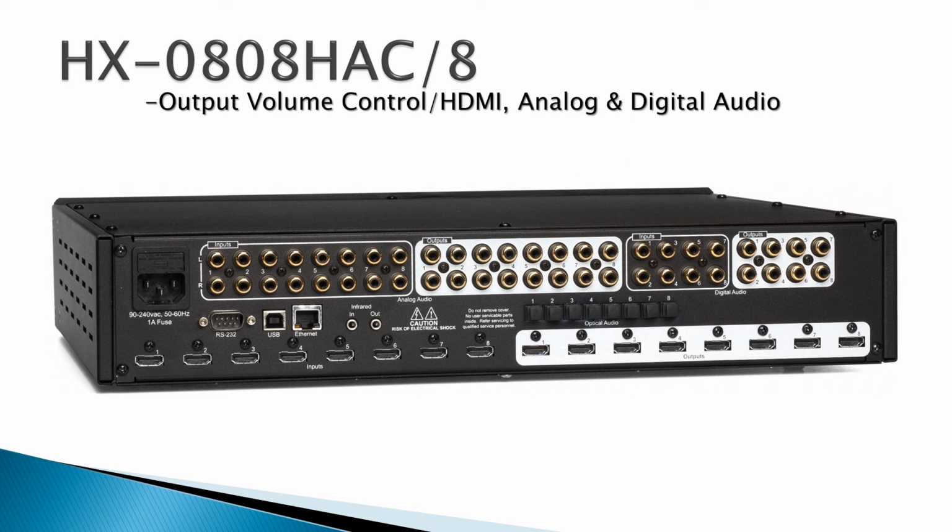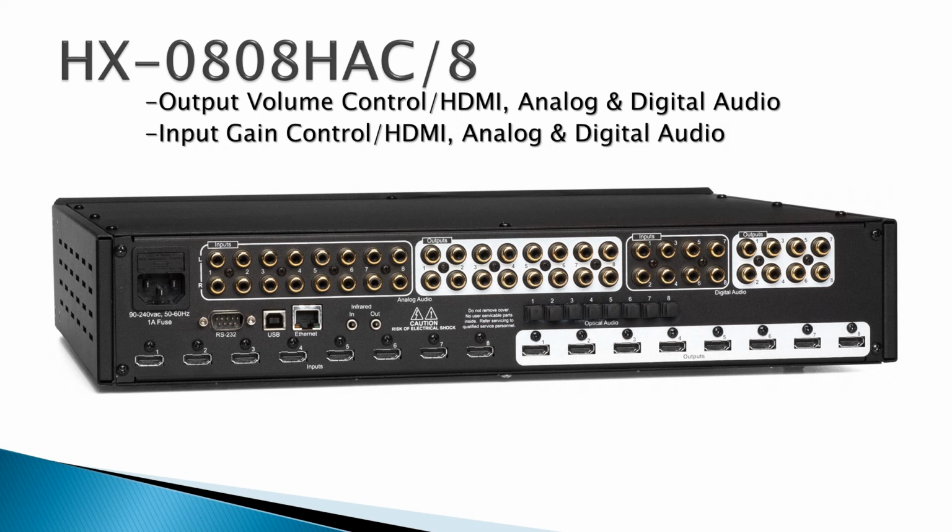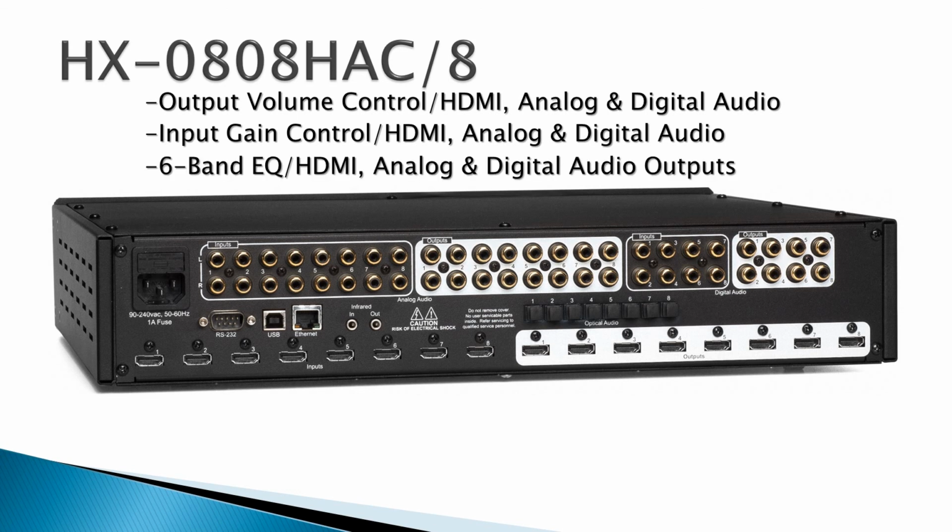So additional features in this unit, it actually has output volume control on all your HDMI, analog, and digital audio outputs. It can be done discretely, or it can be done ramping, and at 48 natural logarithmic steps, which is really natural for the ear. It's the best way to ramp your volume. It also has input gain control, so if your sources are coming in at different volume levels, whether they be coming in on the HDMI, analog, or digital side, we can actually adjust that up or down. So now all your sources are coming in at the same volume level. And additionally, it also has 6-band EQ on all your HDMI, analog, and digital audio outputs. So you can actually refine all those audio outputs now to your client's liking.